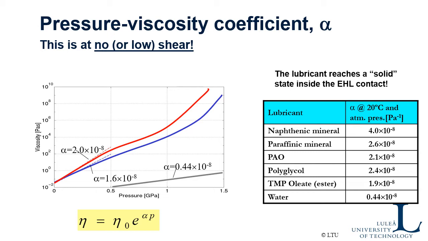Well, the viscosity itself, the eta naught, is of course also very low. So that's also a reason why it's not very good. And of course, you should remember here that if you have a viscosity like this, it's more like a solid than a fluid. So it reaches a solid state inside the contact.